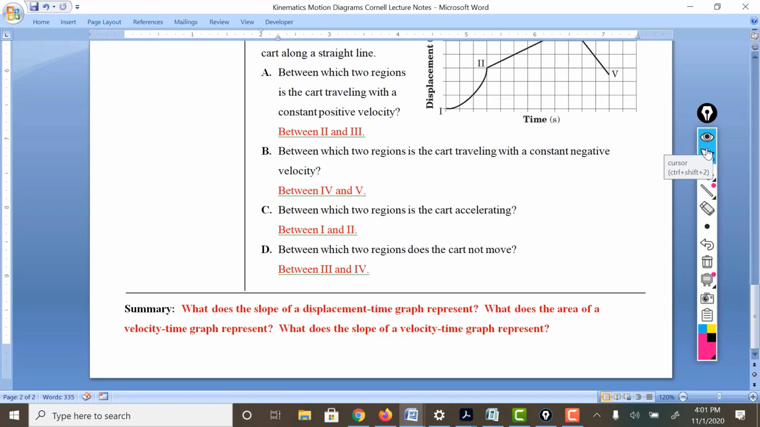What does the slope of a displacement time graph represent? What does the area of a velocity time graph represent? What does the slope of a velocity time graph represent?